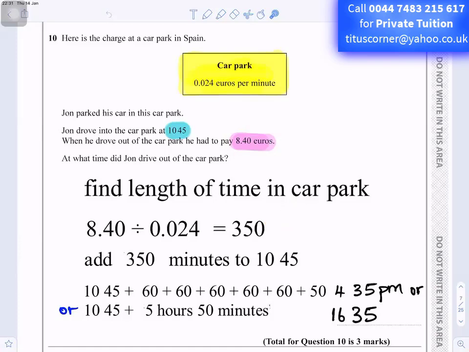And now we want to add 350 minutes to the starting time. They started at 10:45. We can break the 350 minutes into 60 minutes, 60, 60, 60, 60, and 50. When we add that to the starting time, that takes us up to 4:35 p.m. or 16:35. So John drove out of the car park at 4:35 or 16:35.